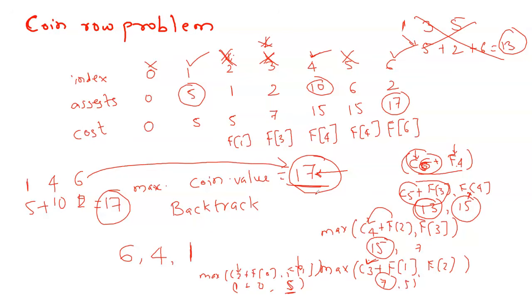Okay, right. So let us see the algorithm for this coin row problem. I'll delete this.